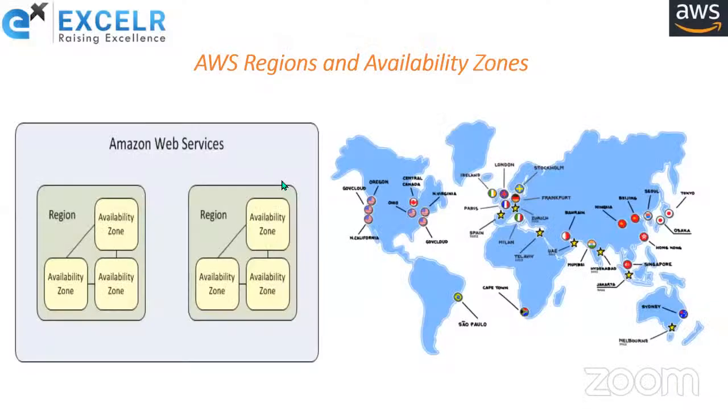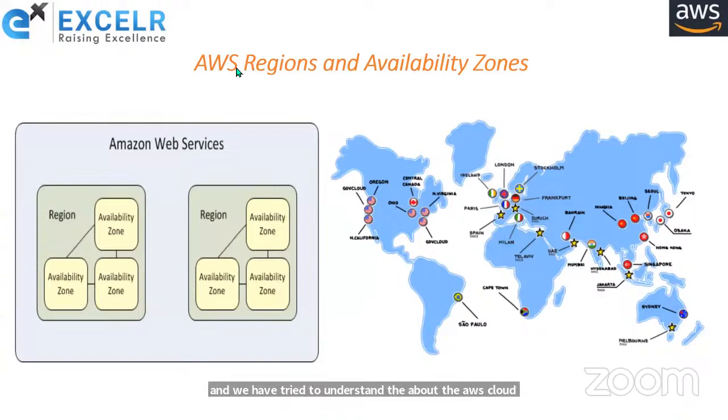All right, we are at regions and availability zones, correct? We have tried to understand the AWS cloud vendor, and we are trying to discuss the data centers. So regions and availability zones by the name: typically we are talking about data centers itself. Data centers are nothing but availability zones here. Region here is nothing but a location. Okay.